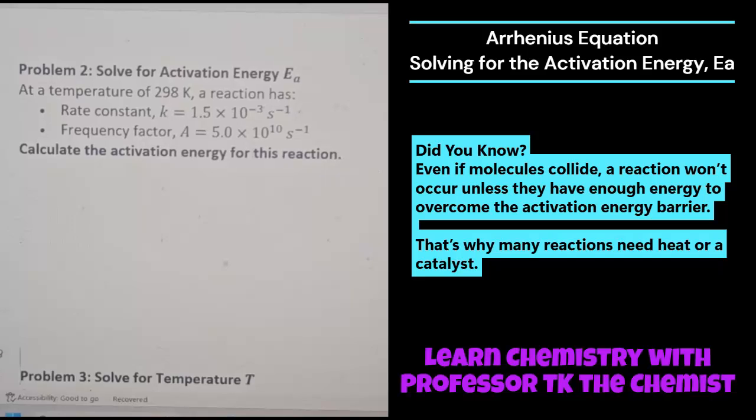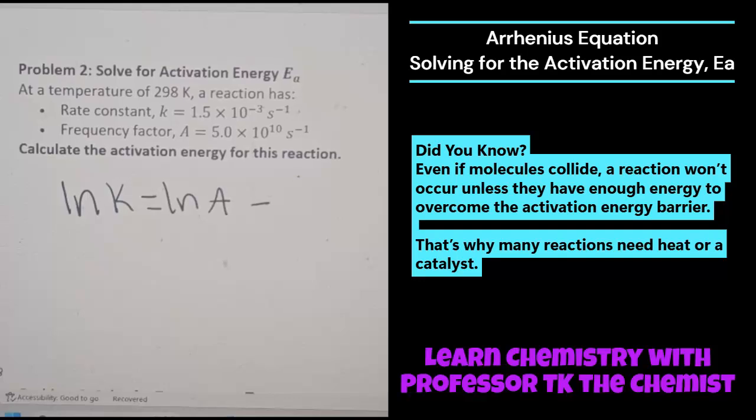Now you're going to have to use the formula for E of A. Let me show you all the traditional formula you would see for activation energy. You normally would see this one right here: the natural log of K equals the natural log of A minus E of A over R times T.